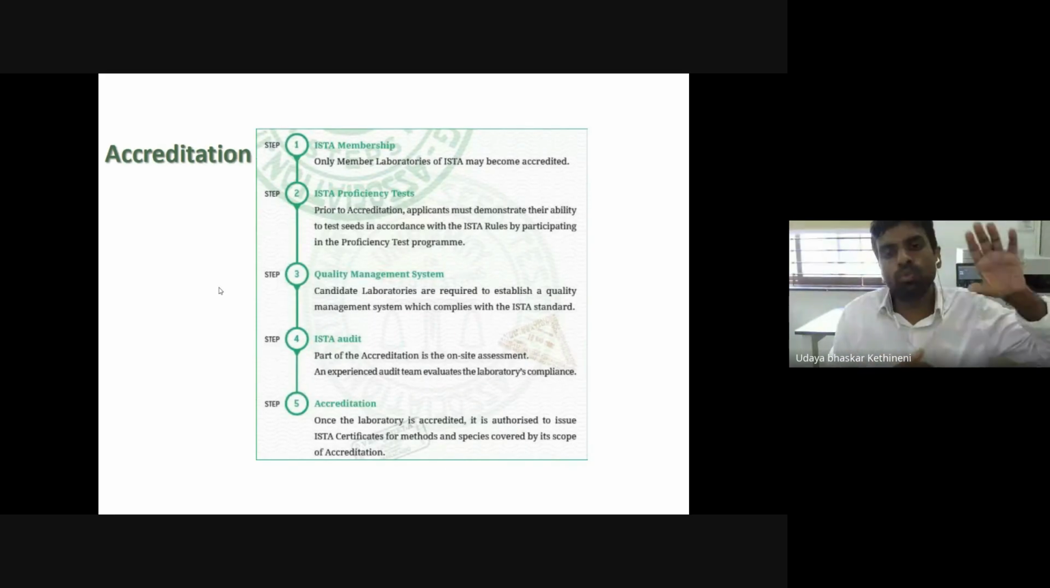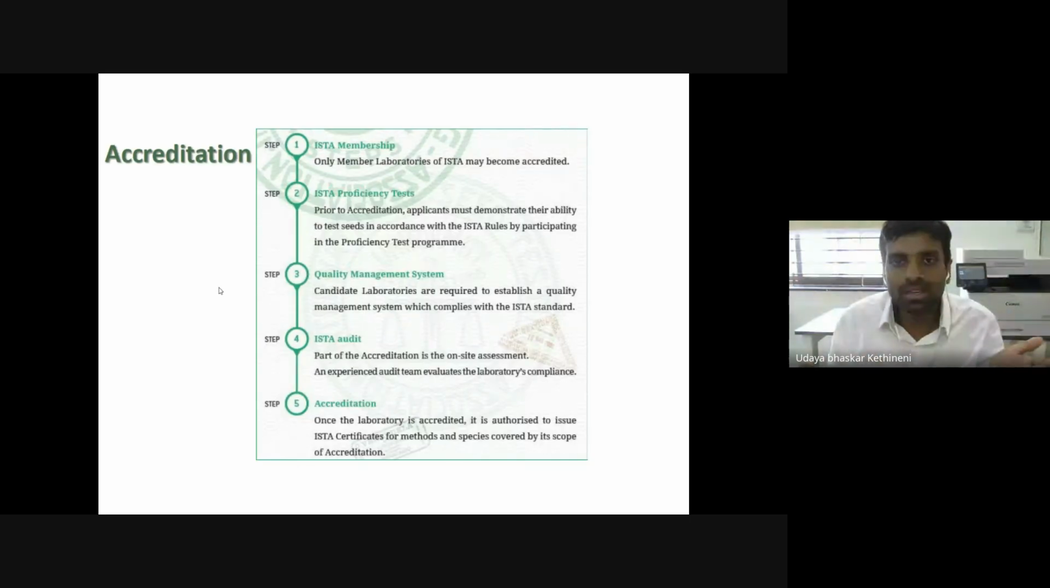So what are the basic steps to get it? For ISTA accreditation in the case of India, first we have to become a member lab. Getting to be a member lab is easy. We just have to pay the designated amount in Swiss francs to the ISTA head office, then we get ISTA membership. It is just giving money and purchasing. For example, it is now roughly almost 4.5 lakh per year. So you pay the money, you can become an ISTA member lab.